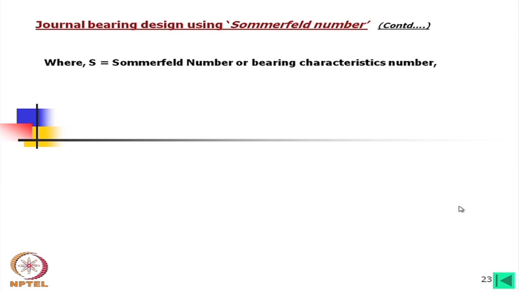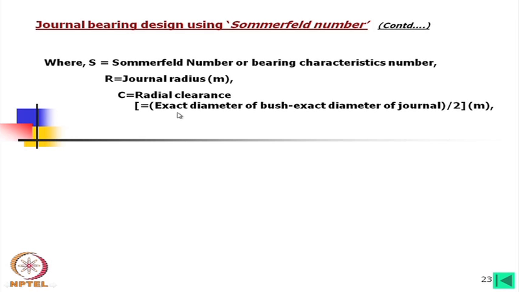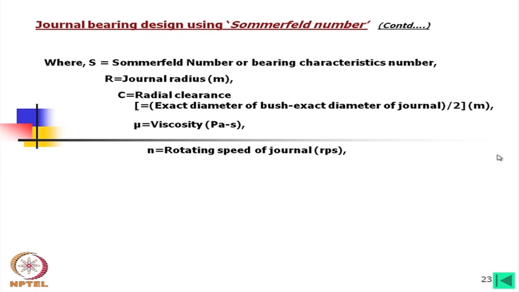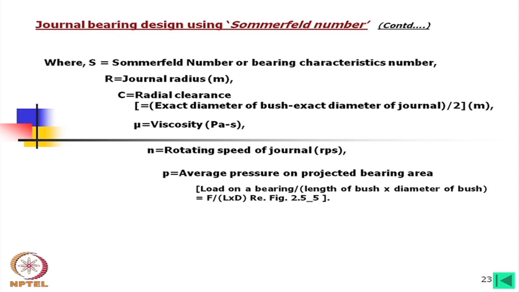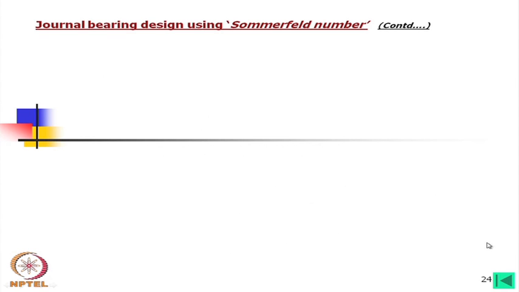Now, what are these parameters? S is the Sommerfeld number or bearing characteristic number, R is the journal radius, C is the radial clearance. This is the exact diameter of the bush minus the exact diameter of the journal, divided by 2, in meters. Then mu is the viscosity in pascal second, n is the rotating speed of the journal in revolutions per second, p is the average pressure on the projected bearing area, which is the load on the bearing divided by the length of the bush times the diameter of the bush, that is F divided by L into D. And phi is a function. f is the coefficient of friction.